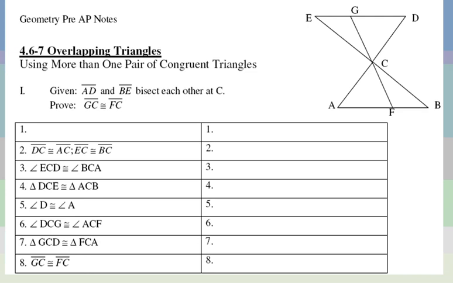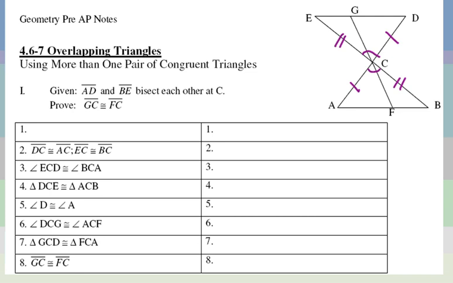Okay, so here are our givens. We are given that AD and BE bisect each other at C. So what does that tell me? Well, it tells me that this segment is congruent to that segment, and then that segment is congruent to that segment. Okay, so I have two pairs of congruent segments. I either need a third pair of congruent segments or I need an angle. Well, fortunately for me, I've got this bow tie shape going on, which gives me an angle.